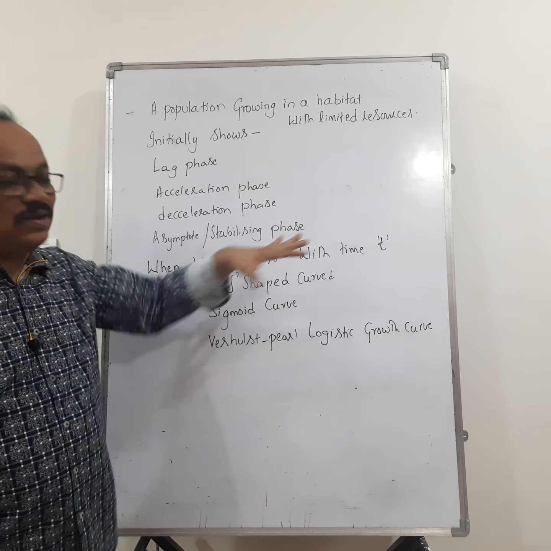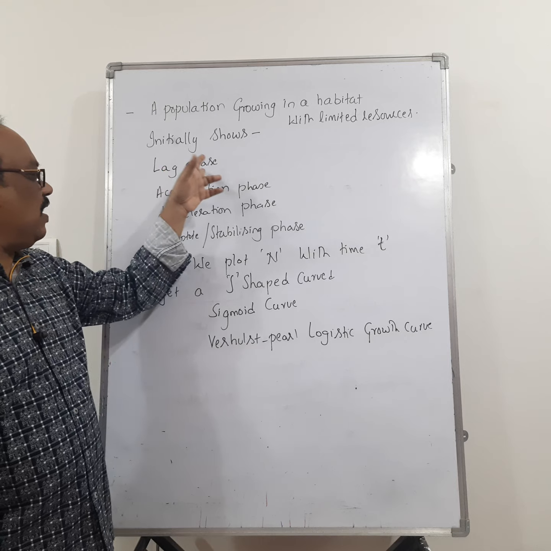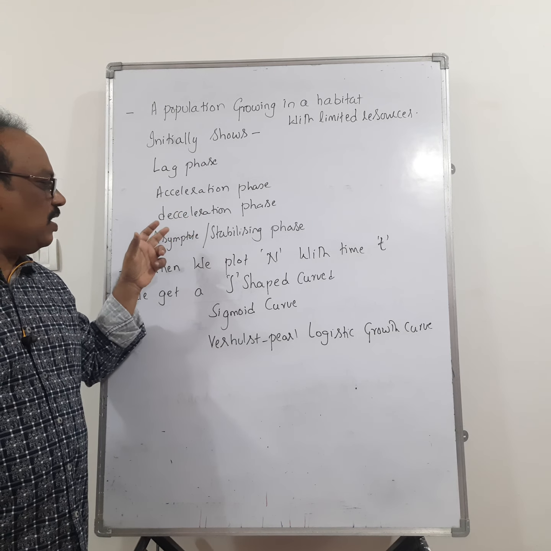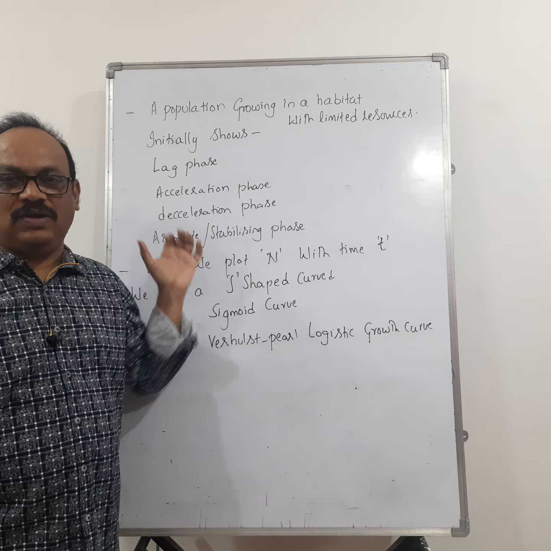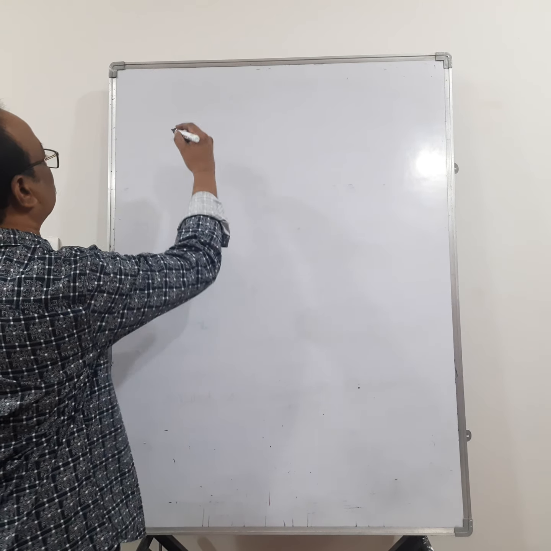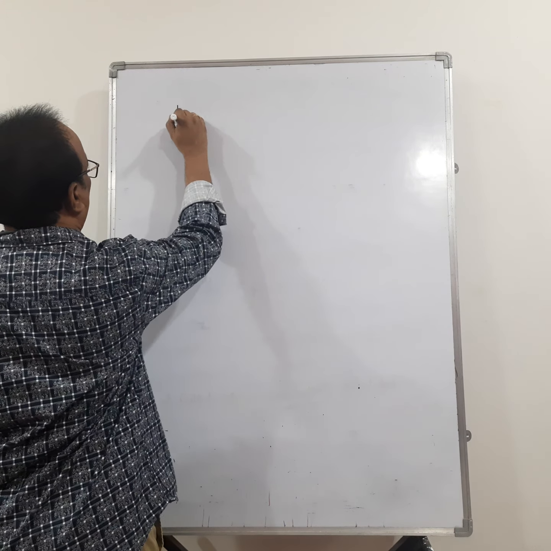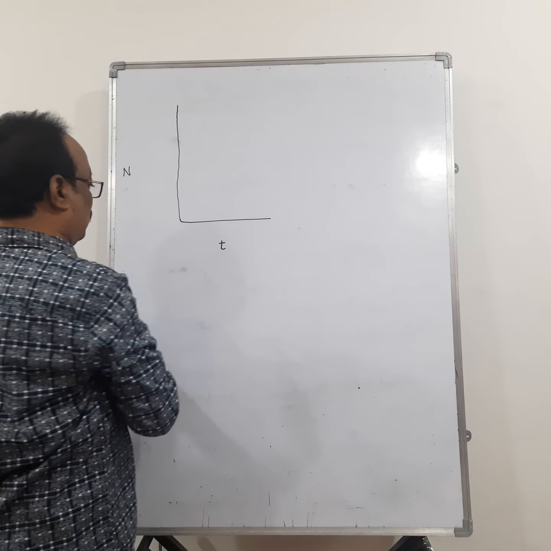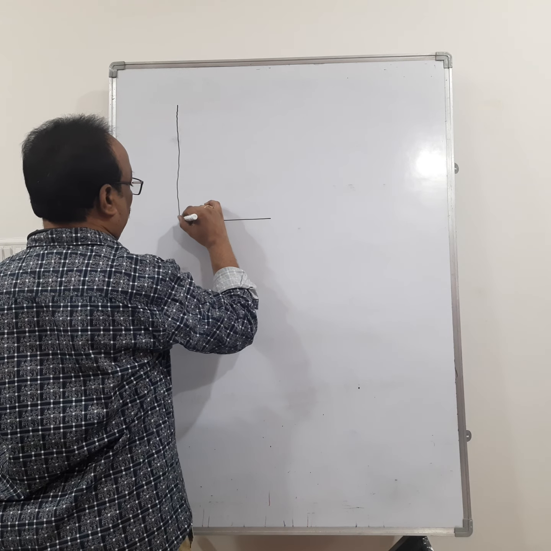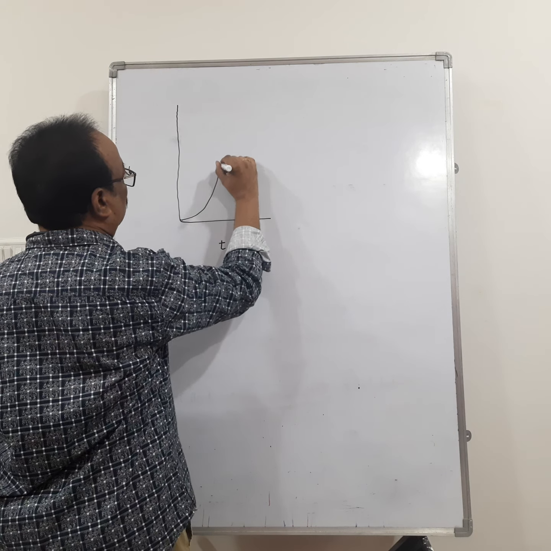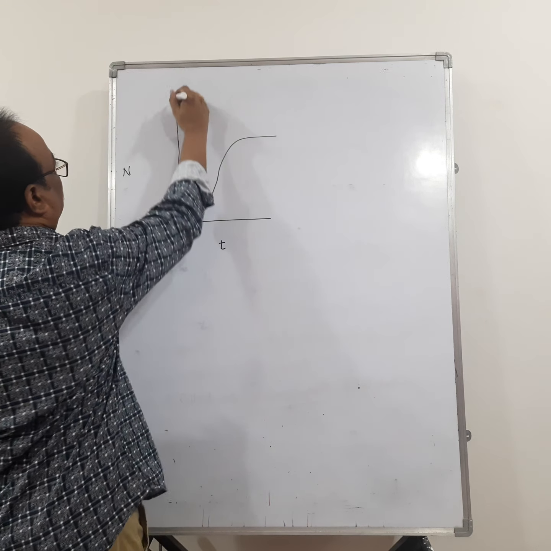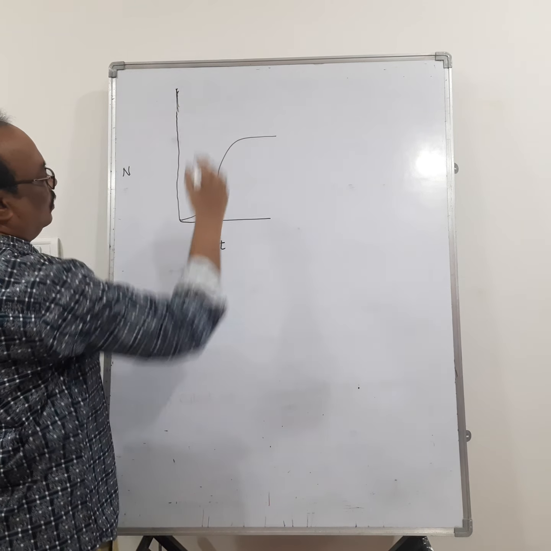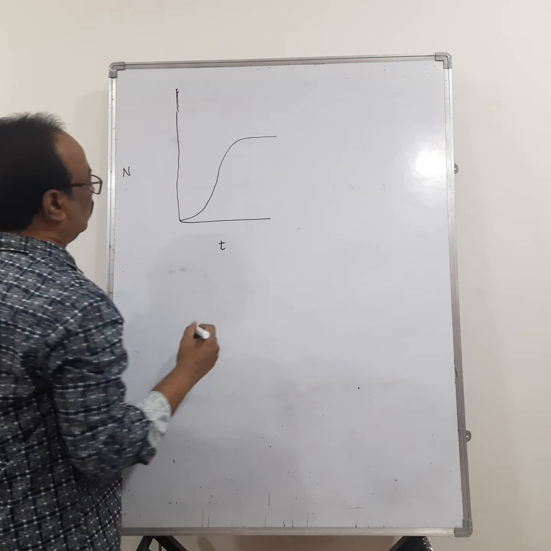growth curve. Now let us see that graph, and after that what is the lag phase, acceleration phase, deceleration phase, and asymptote or stabilizing phases. Why it happens, we'll explain that one. It is time period T. It is the density of population N. Then if we see here, the growth curve, when we plot a growth curve, it shows like this.